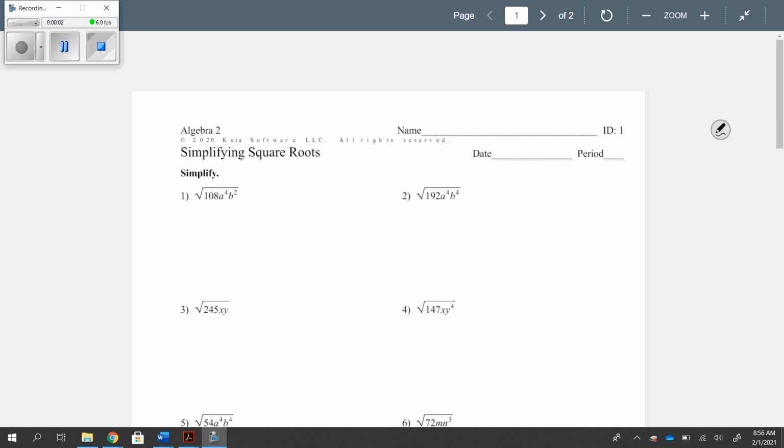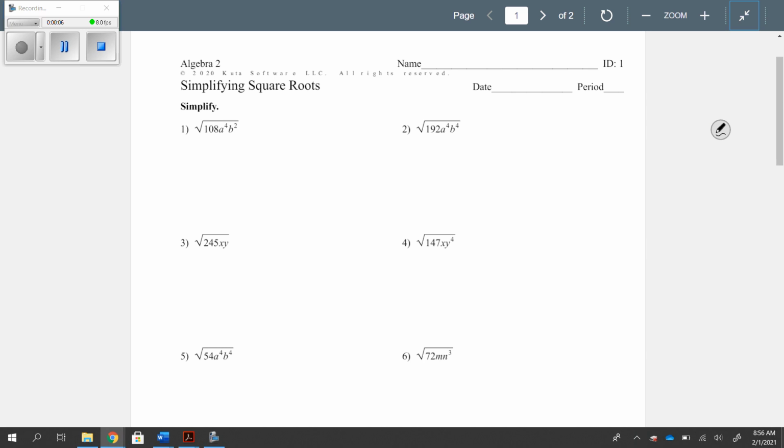Alright, today we are doing simplifying square roots. As you can see, there's no note, so I'm going to start from the worksheet. I'm going to do a couple together, and then I want you to do the rest. As you can see, if you scroll down, there's 20 questions, but it's not that bad.